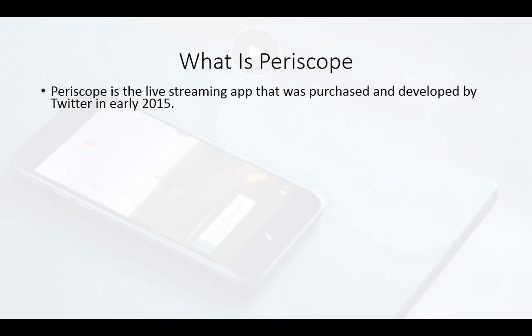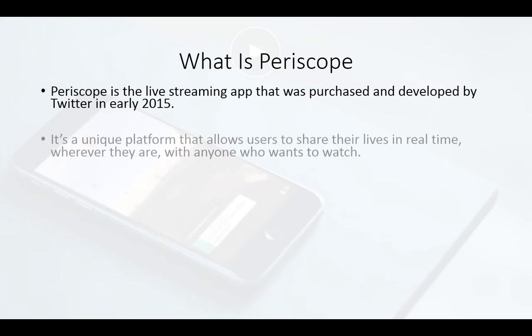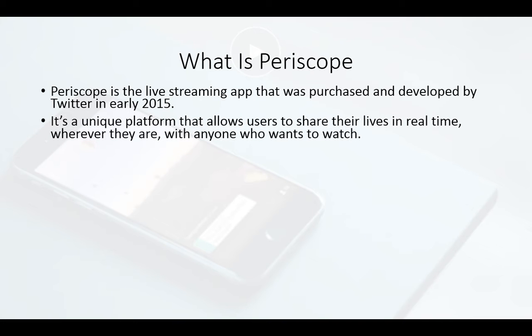And as we said, Periscope is a live streaming application, and it was purchased and developed by Twitter in early 2015. And it's an extremely unique platform, and it allows users to share their lives, share their business, share what's happening with them in real time. And they can do that wherever they are. Obviously, it's a mobile application, so wherever your mobile app can be, wherever there's a connection, you have the opportunity to live stream. And you can actually connect with anyone who wants to watch.